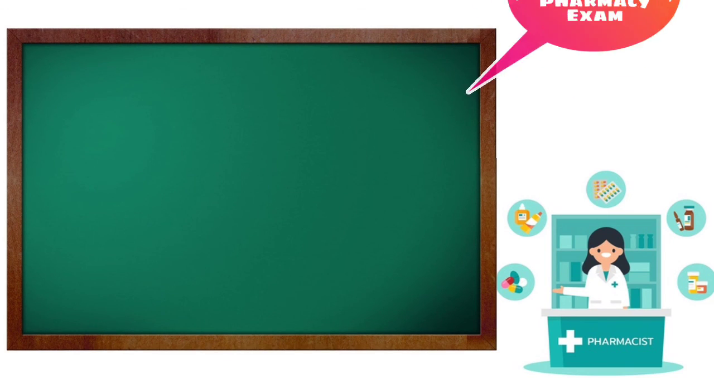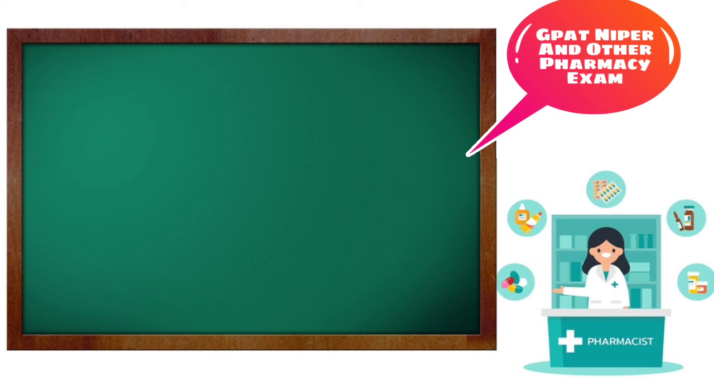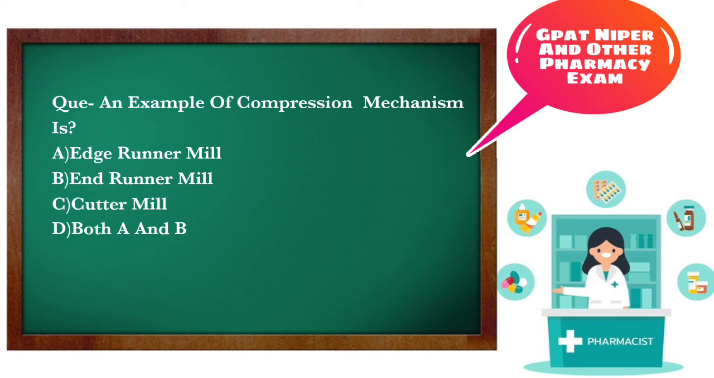In the competitive examination, the question that can be asked is: an example of compression mechanism is A. Edge runner mill, B. End runner mill, C. Cutter mill, and D. Both A and B. So the correct option is D, both A and B.